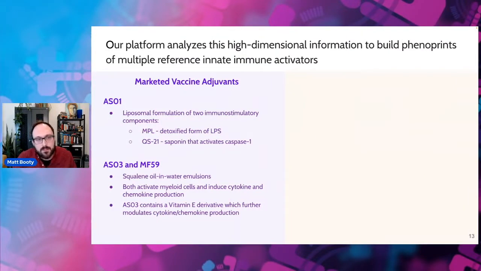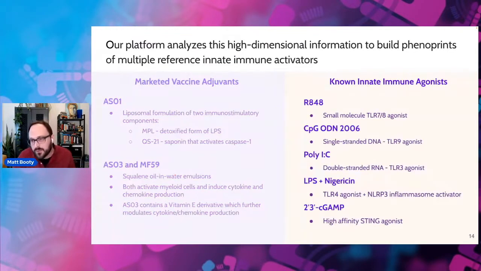So for our reference innate immune activators, they come in two forms. As I said earlier, this was initially an adjuvant discovery campaign. So we actually utilize marketed vaccine adjuvants. What you really just need to know about these is that they're complex mixtures of multiple components. I'll call your attention to AS03 and MF59. These are squalene oil and water emulsions. They're very similar in composition, and I'll come back to that in a moment.